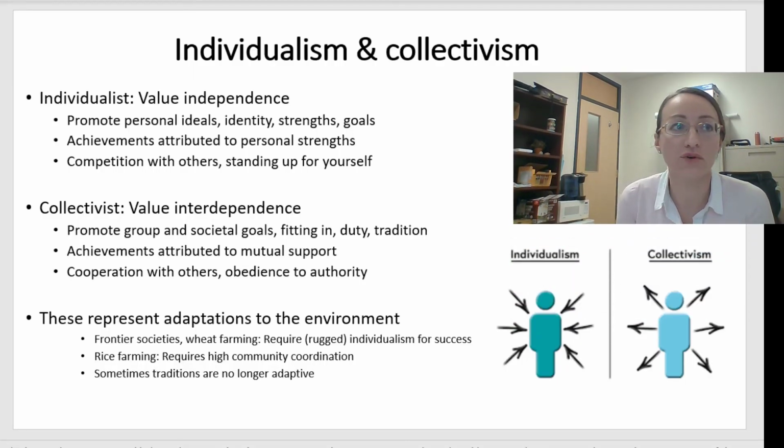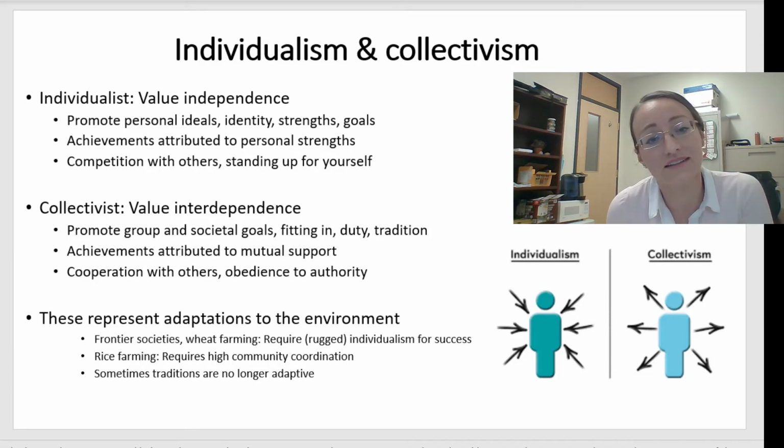Some cultures are more individualistic, and some cultures are more collectivistic. Individualist cultures value independence. They promote personal ideals, identity, strengths, goals. Achievements are attributed to personal strengths, and there's value for competition, for standing up for yourself. Collectivistic cultures value interdependence, more about group and social goals, fitting in, doing your duty, and respecting traditions. Achievements are more often attributed to mutual support, and the society values cooperation with others and obedience to authority.